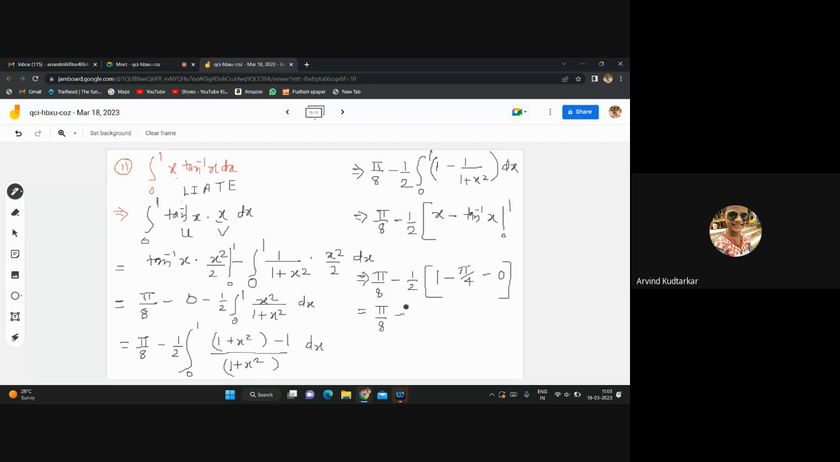pi/8 minus 1/2 into 1 minus 1/2, and what will this minus be, plus pi/8 is there. So when terms are similar, we add them. So pi/8 plus pi/8 means pi/4, no? That is 2 pi/8, and 2 pi/8 will be pi/4. So pi/4 minus 1/2. So pi/4 minus 1/2 is the correct solution. This is the correct solution for the integral.